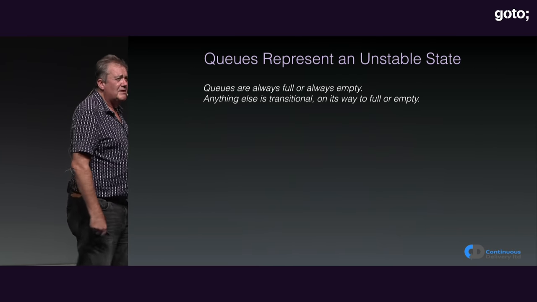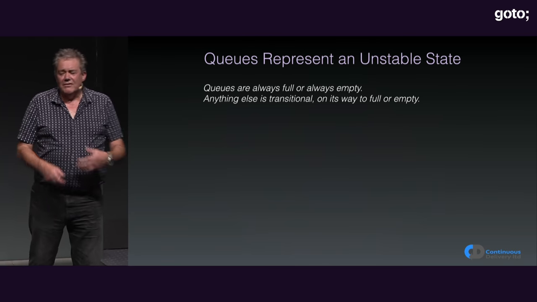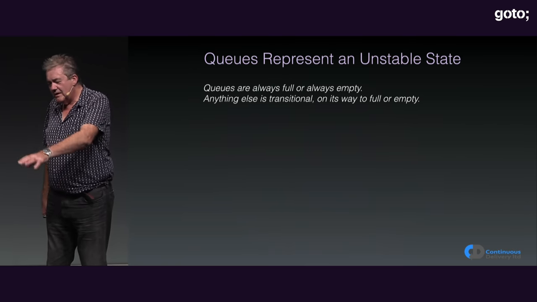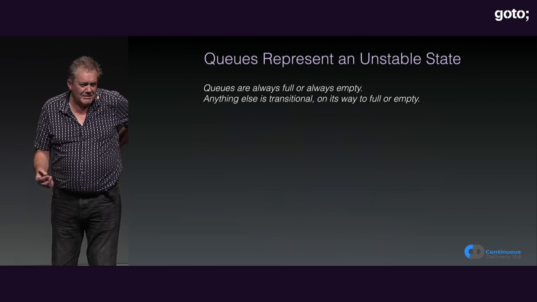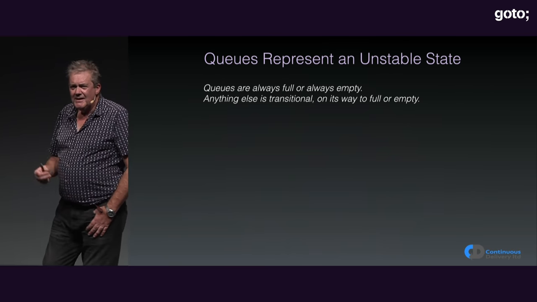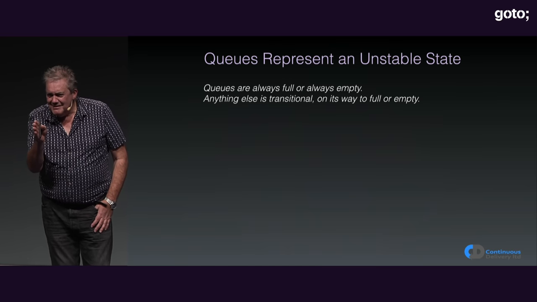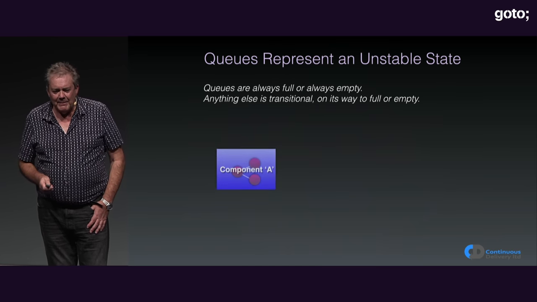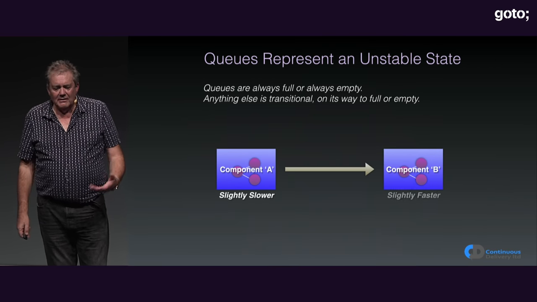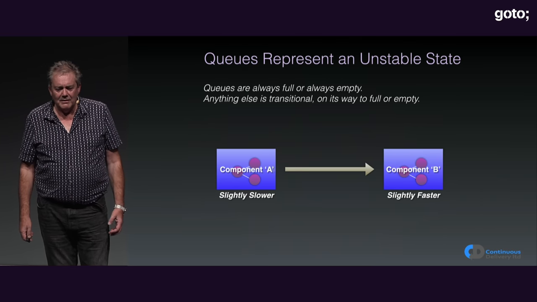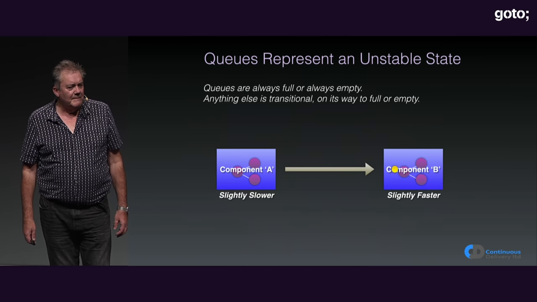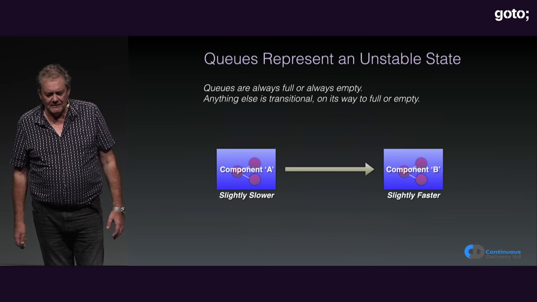So when you start talking about distributed systems in general, the ideas of queuing crop up all over the place. And one of the things that never occurred to me until we started working on some of this is that queues are always in an unstable state. They're either always full or always empty. The idea of them being balanced is some weird anomaly that's never going to happen. What do I mean by that? Here are my two components again. Let's imagine that component A is slightly slower than component B. The message queue between them is always going to be empty on any kind of statistical measure.